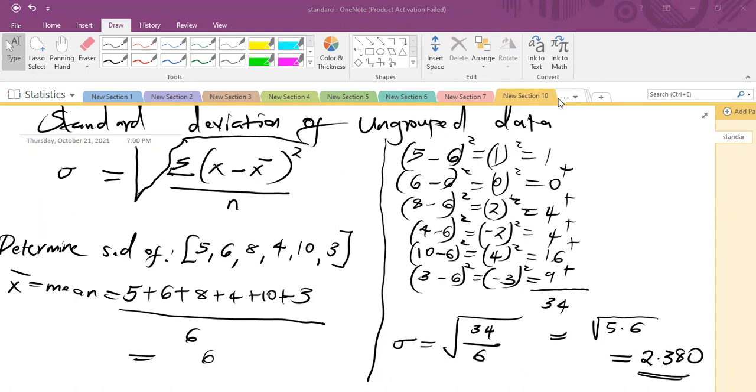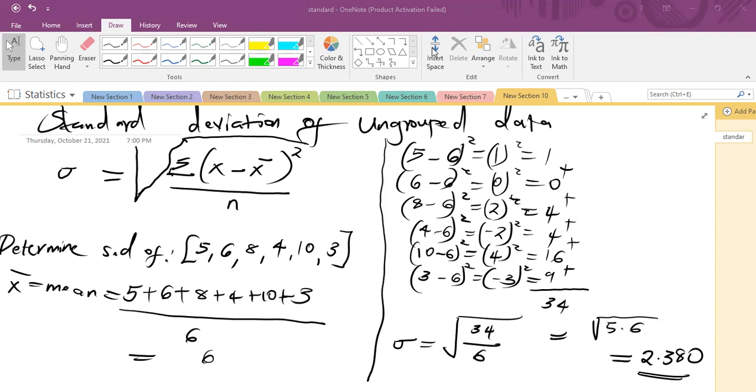Okay, so that's it, guys. That's how you get the standard deviation of ungrouped data. I hope that's clear. Is there any question on that? If there's any question, kindly let me know.